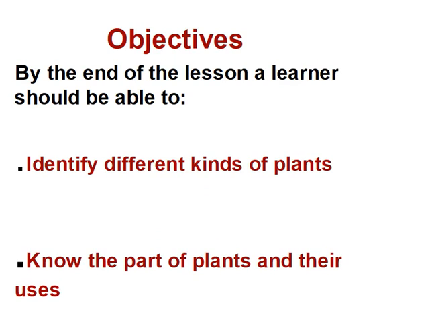Now, let's move on. The objectives of this lesson: by the end of this lesson, you should be able to identify different kinds of plants and also know the parts of plants and their uses as well. So let's continue with our lesson.